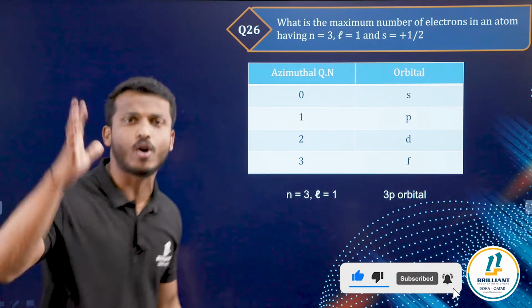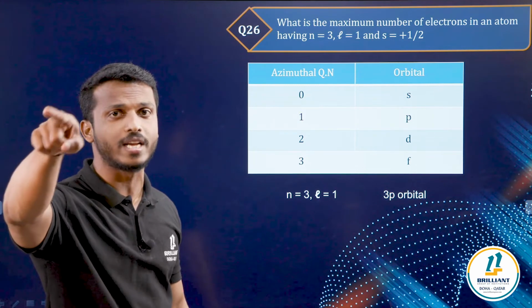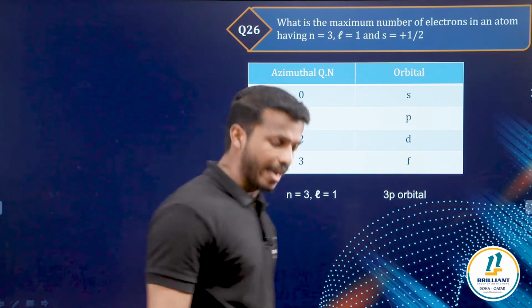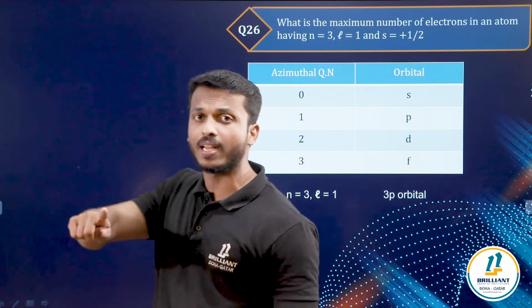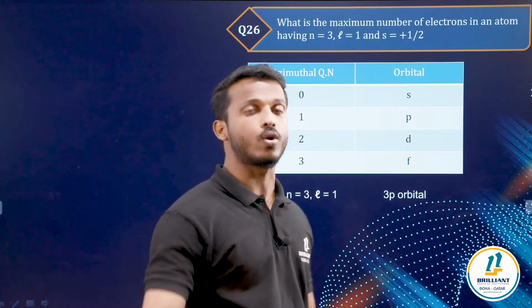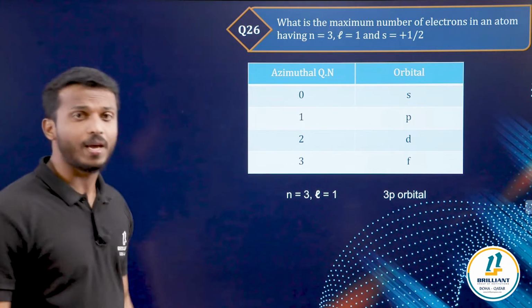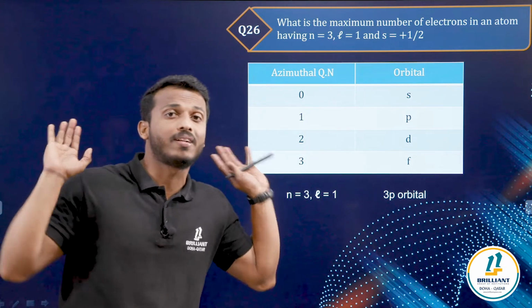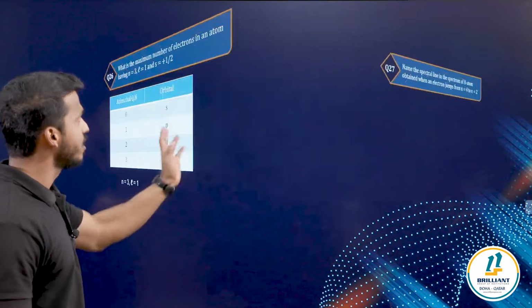You know, any p orbital can occupy a maximum of 6 electrons. Any s orbital, maximum 2 electrons. Any p orbital, maximum 6 electrons. Any d orbital, maximum 10 electrons. Any f orbital, maximum 14 electrons. So this is 3p. 3p can occupy a maximum of 6 electrons, right?